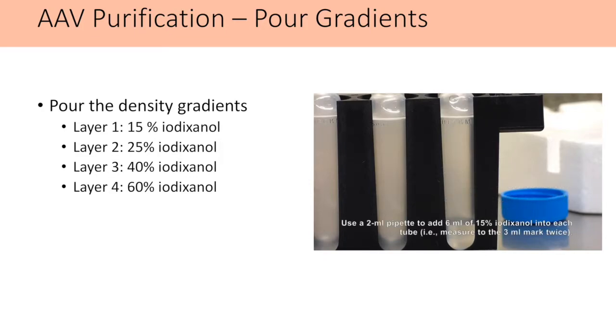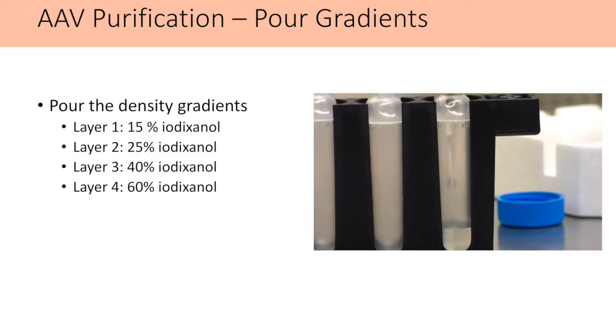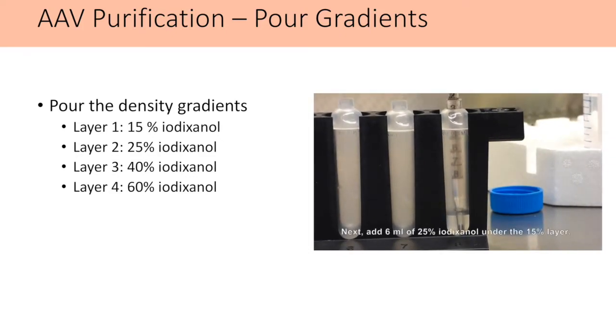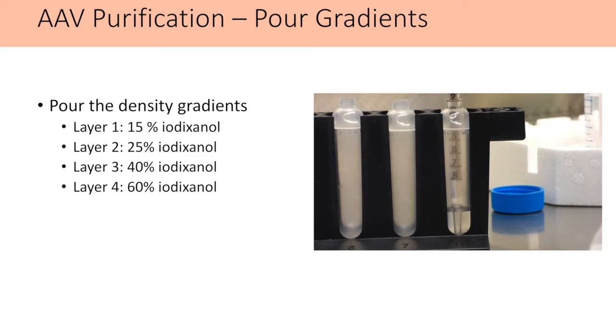First, you would put the 15% iodixanol down, and then you would stepwise add additional layers at higher density underneath it. So you'd take a 2 ml pipette containing 3 mL of iodixanol, touch it to the bottom, lift ever so gently, and slowly place the denser layer underneath.